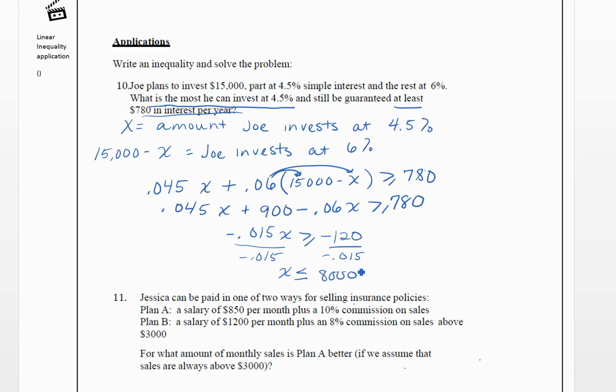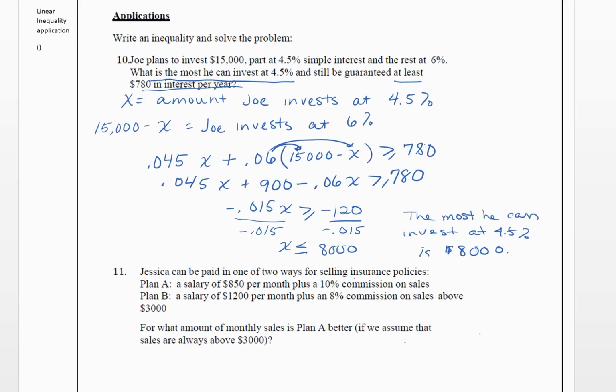So the most that he can invest at 4.5% and get that return is $8,000. So that would be our solution to the first one. Okay, let's look at one more.